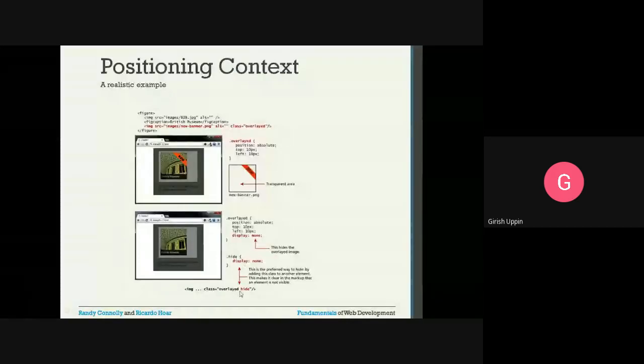By having it like this, it is clearly understood from the markup language. We are saying overlaid hide, which means this particular image is hidden; that information can be extracted. This is the preferred way to hide, by adding this class to another element. This makes it clear in the markup that an element is not visible. So at the markup level, we will come to know that the particular element is not visible.